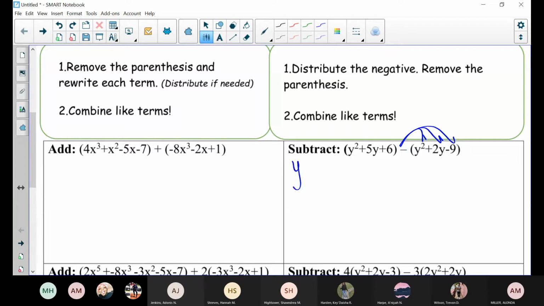I'm going to rewrite the first polynomial exactly the way I see it. Negative times y squared is minus y squared. Negative times positive 2y is minus 2y. And a negative times a negative 9 is actually plus 9. We did the adding side already, so we're over here now.